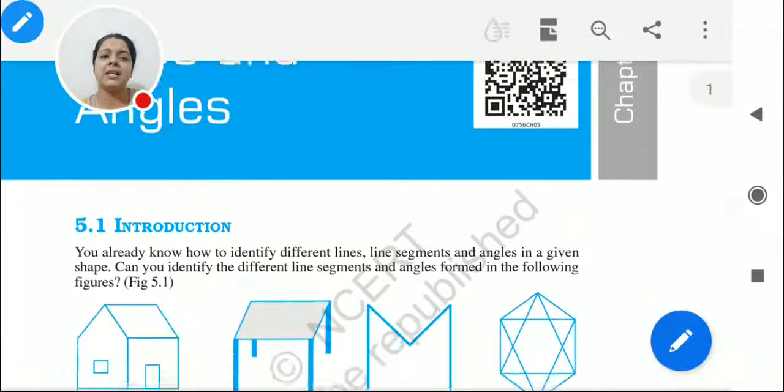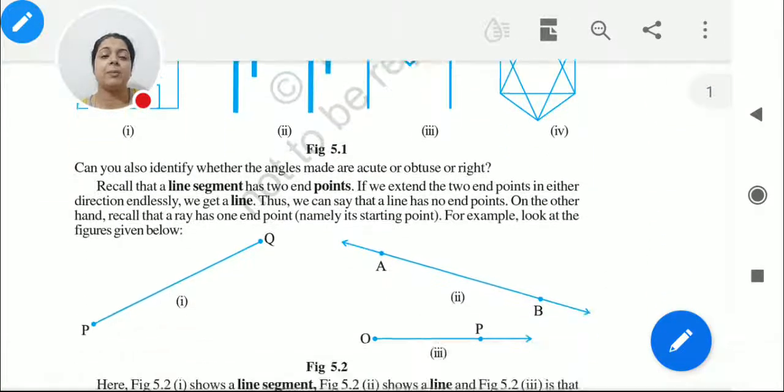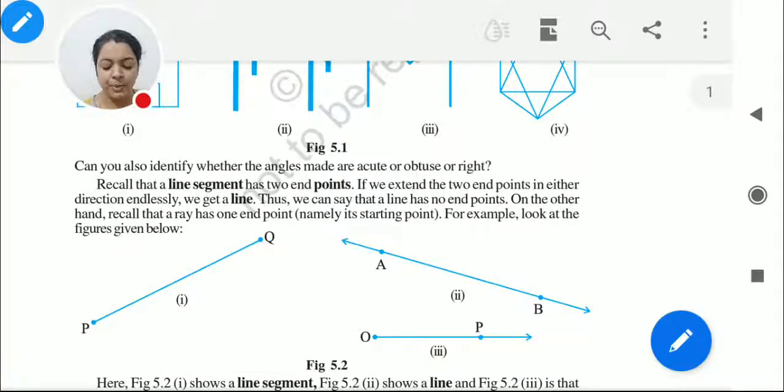First comes lines and angles. You people know very well from class 6 what a line segment actually is, because without a line segment, a line is of no meaning. Without a line segment, a line, or a point, there is no meaning of an angle, because you know very well an angle is only formed by lines, line segments, or rays. So we are here to discuss that, and let's see what exactly it is.